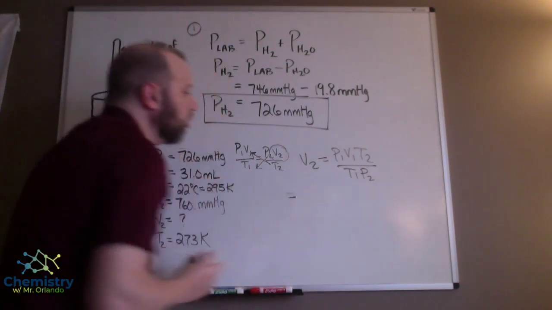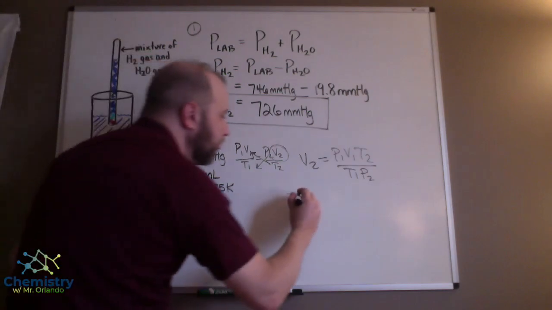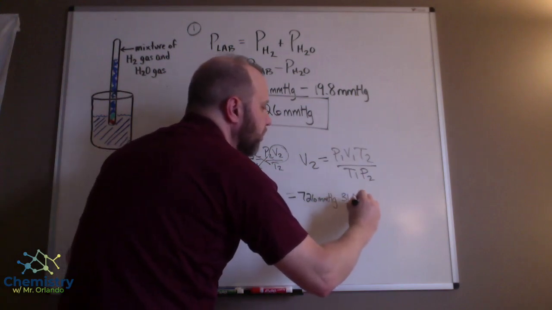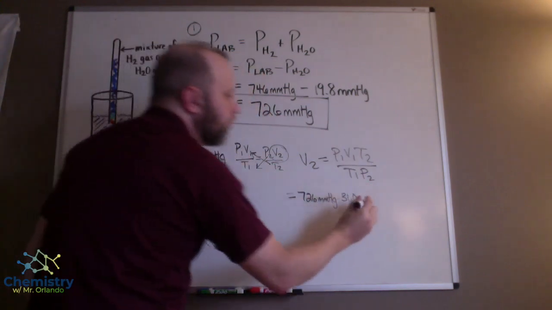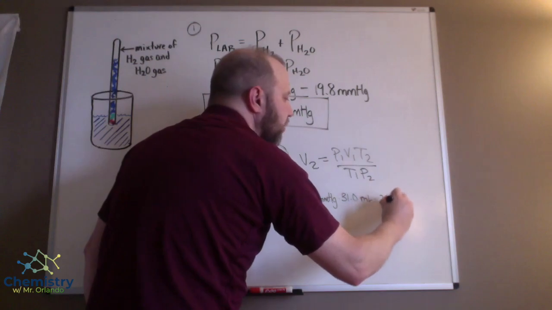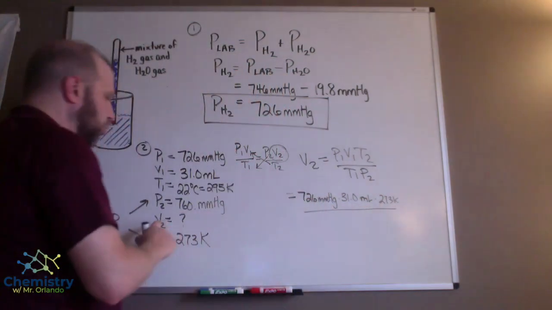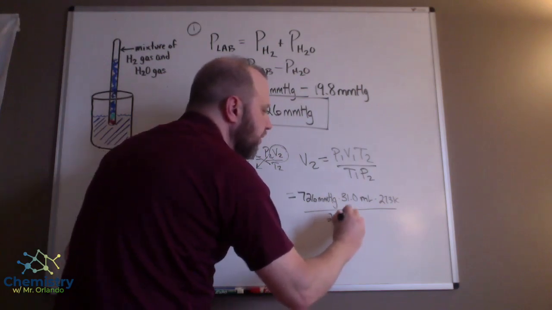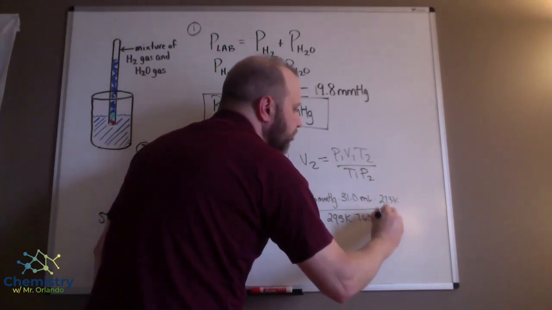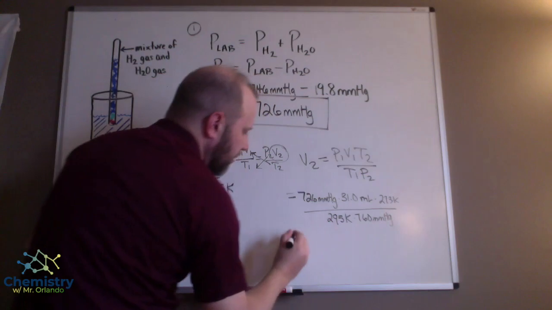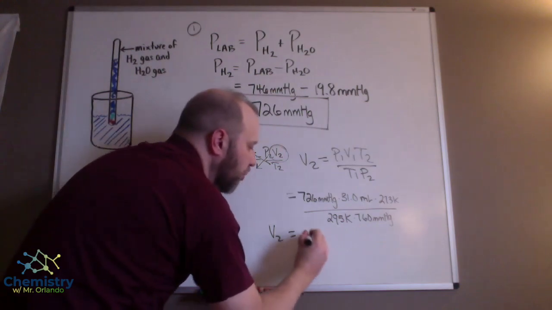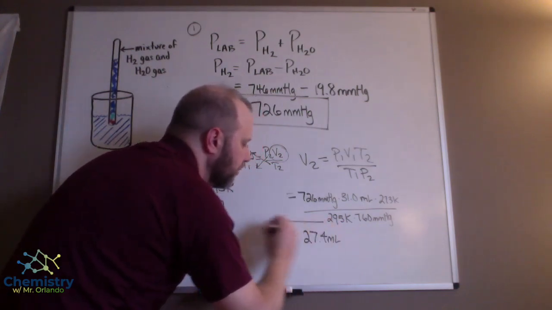So I'm going to plug in all of my values. I'm going to start off with 726 mmHg, my volume 1, which is 31 milliliters, my temperature 2, which is 273 Kelvin. I'm going to divide that by my temperature 1, which is 295 Kelvin, and my pressure 2, which is 760 mmHg. So I wind up for volume 2 with a calculated volume of 27.4 milliliters.